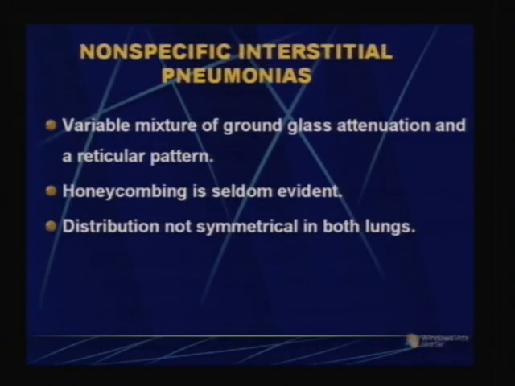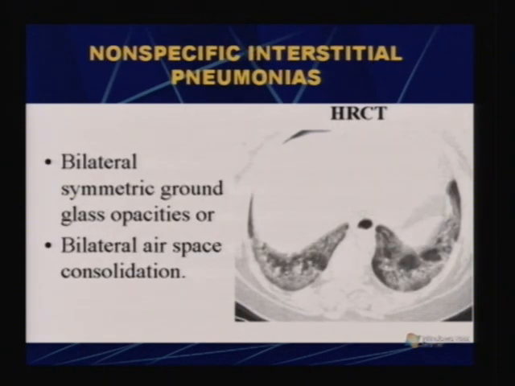Non-specific interstitial pneumonitis is another variety of interstitial pneumonia. They are variably associated with a combination of ground glass attenuation and reticular pattern. The component of ground glass attenuation is much more than the reticular pattern in this condition. The important differentiating feature in this condition is the absence of honeycombing. Another very important thing here is asymmetrical involvement of both the lungs.